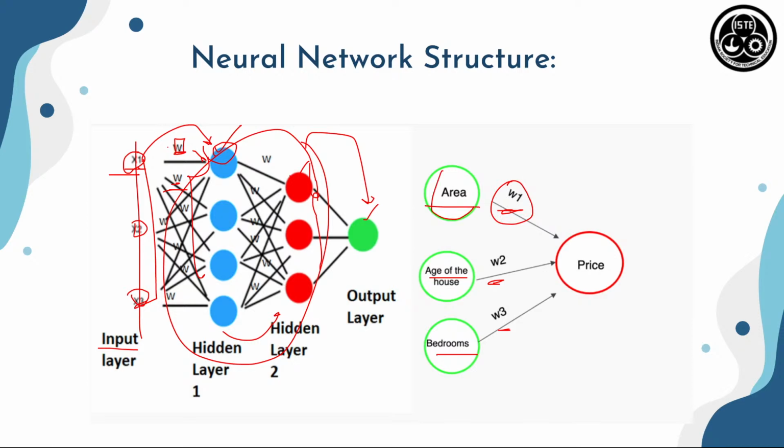W2 will determine the weight of the age of the house, and W3 will determine the weight of the bedroom. That is how much importance is going to be given to the feature bedroom, like how necessary the feature bedrooms is for us to calculate the price of the house. So this is the neural network structure.